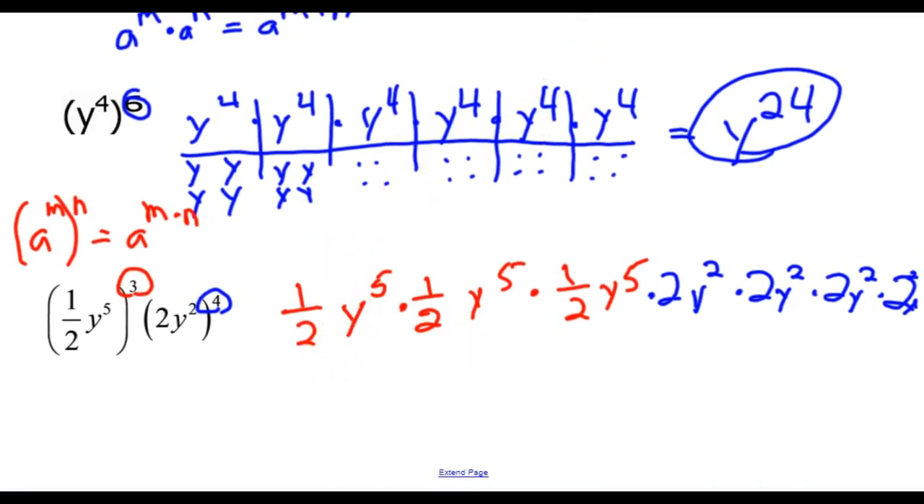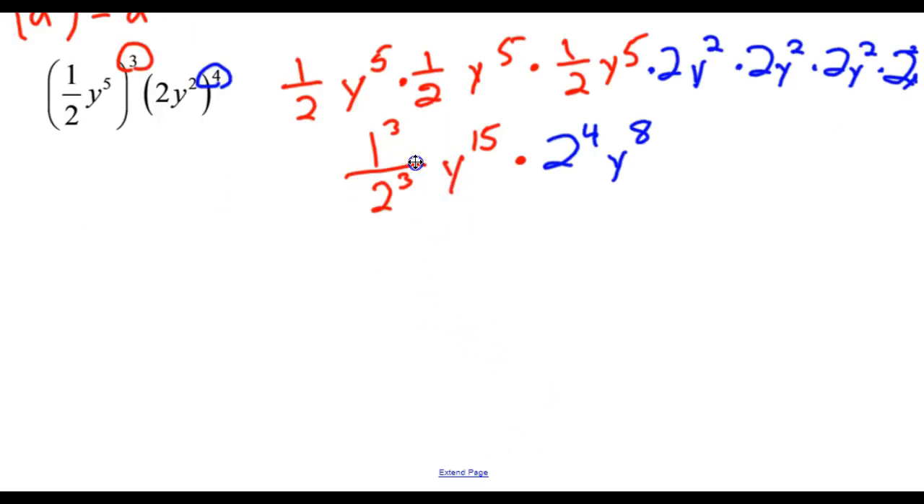So if we go with the red first, we got to count up how many ones we have first. So 1, 2, 3 ones. So 1 to the 3rd power over 1, 2, 3 2s. So 2 to the 3rd power. And we have 5 y's here, 5 y's here, 5 y's here. That gives me y to the 15th power because I have 3 5's. Times, how many 2's do we have? 1, 2, 3, 4. So 2 to the 4th power. We have 2 y's, 2 y's, 2 y's, 2 y's. So it's y to the 8th power.